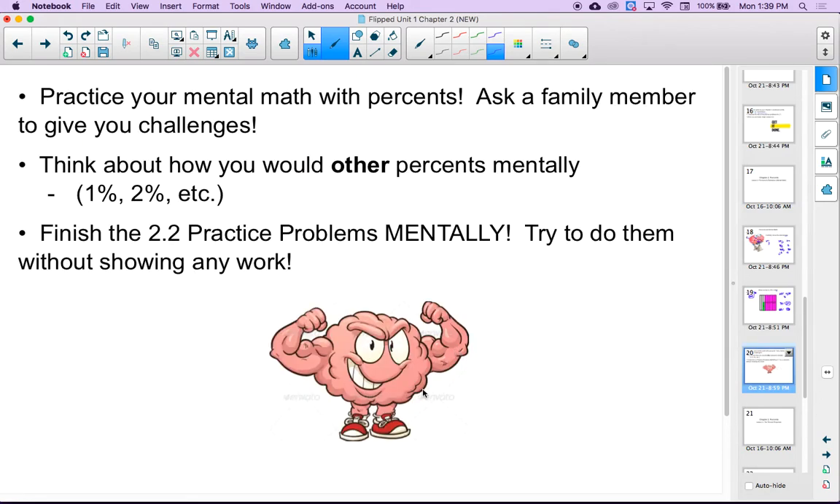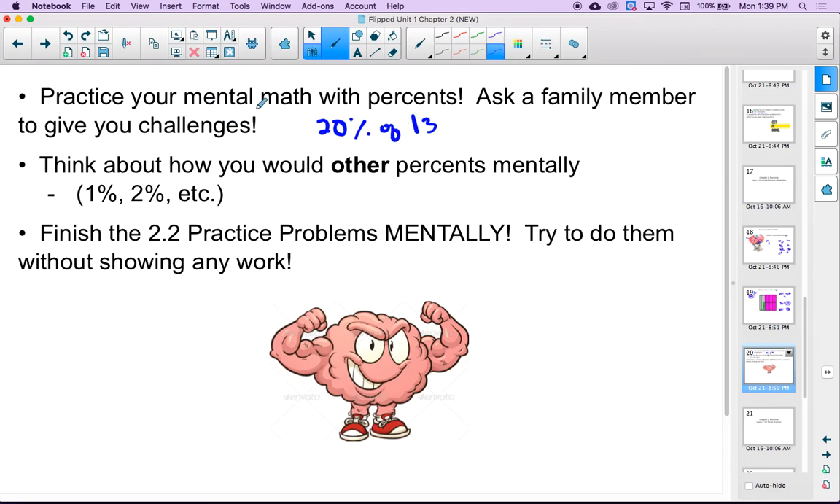So you've got the idea behind mental percents. Your brain has gone from tired to strong. Here's your to-do list for today. First, I want you to practice your mental math with percents. Practice those practice problems that we have in our notes. Get them done. Get strong with this. Ask a family member to give you challenges. Ask them to keep it pretty simple. Things like, 20% of 13. You could do that. You can do that. I know you can.